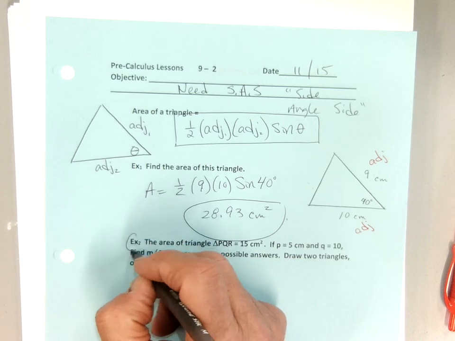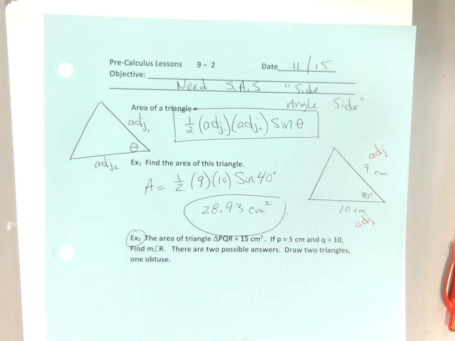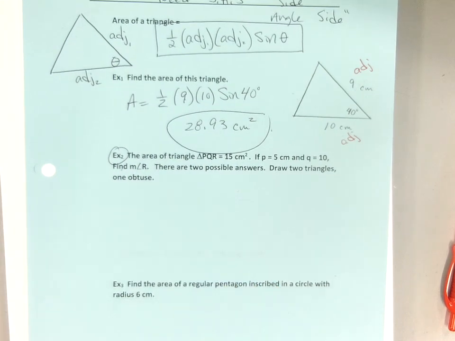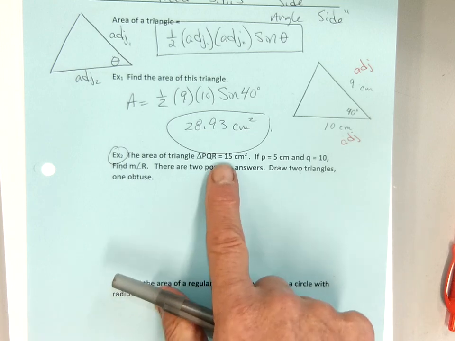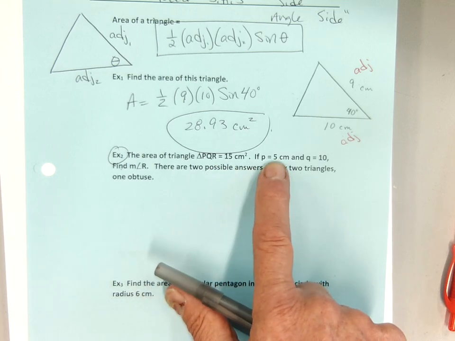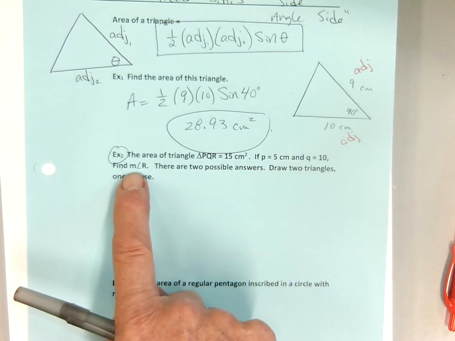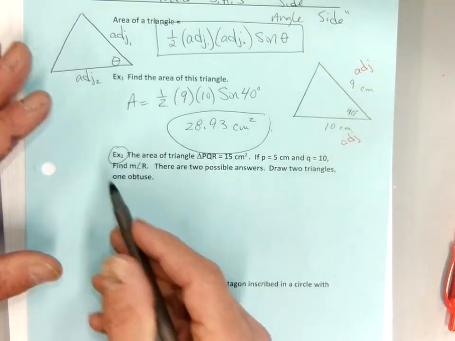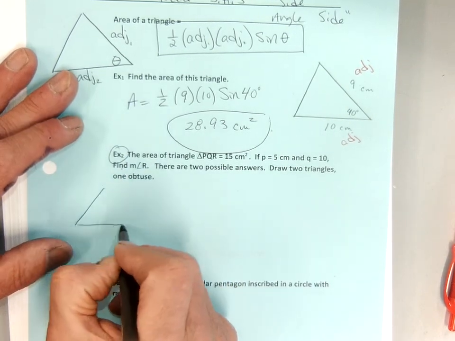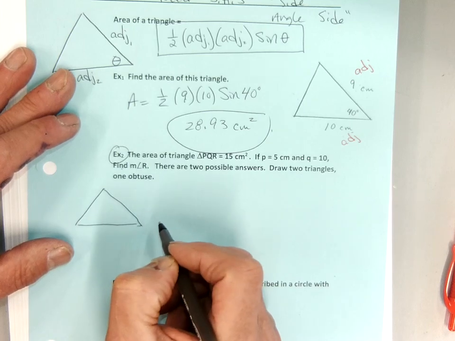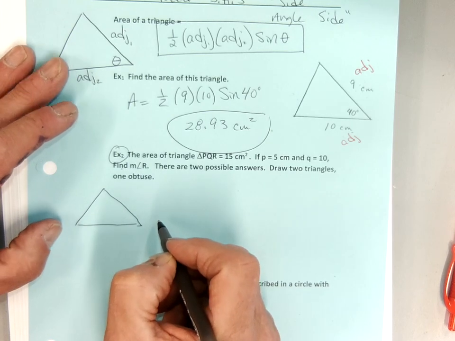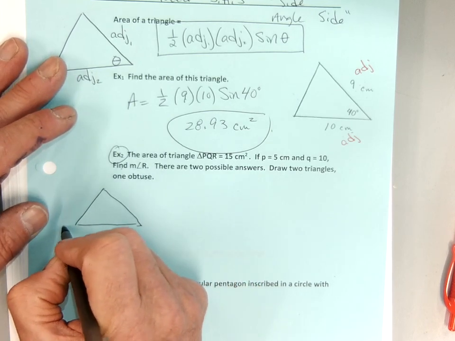Okay, example 2 is more of a pre-calculus problem. Oh, that's good because we're in pre-calculus, okay? So we have the area, and we have side P and side Q, and it says find the measure of angle R. Okay, so let me just draw a triangle to get a picture of what it looks like. I want to find angle R, so angle R is there.